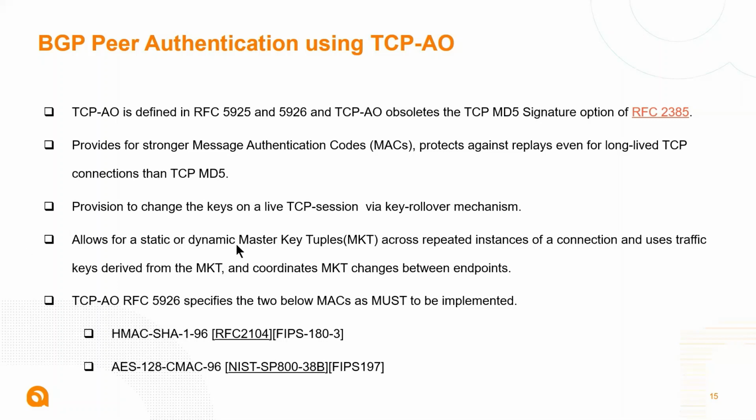It allows for static or dynamic master key tuples across repeated instances of a connection and thereby uses traffic keys derived from this MKT and coordinates the MKT changes between endpoints. TCP AO, as per RFC 5926, specifies that two MACs are a must to be implemented: HMAC-SHA-1-96 and AES-128-CMAC-96.